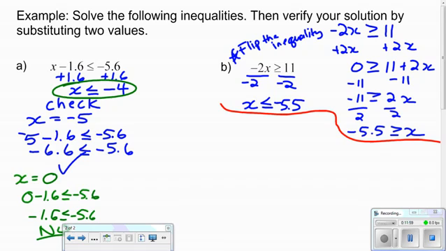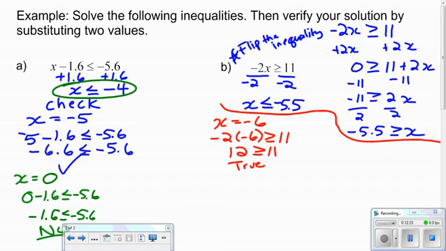So in order to prove that this works, we need to pick a value for x that is less than negative 5.5. Let's go negative 6. So negative 2 times negative 6 should be greater than or equal to 11. A negative times a negative gives us positive 12. That is true. Yay.